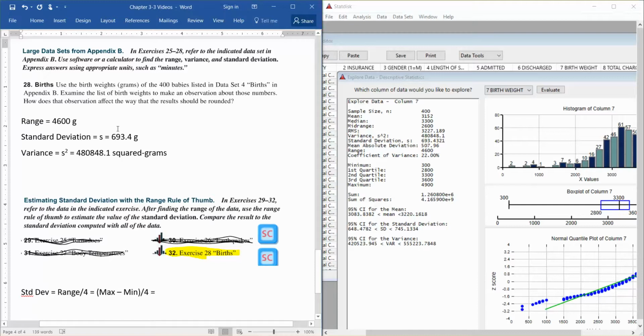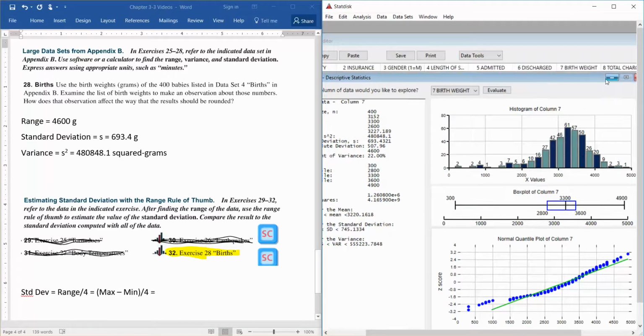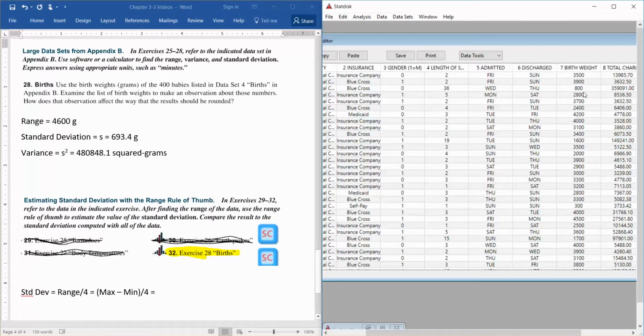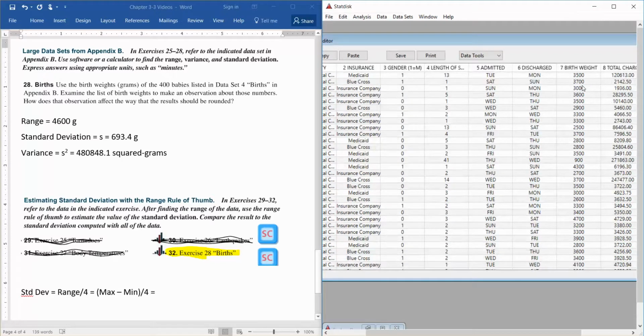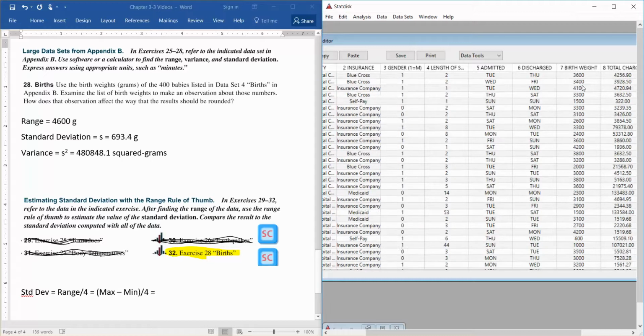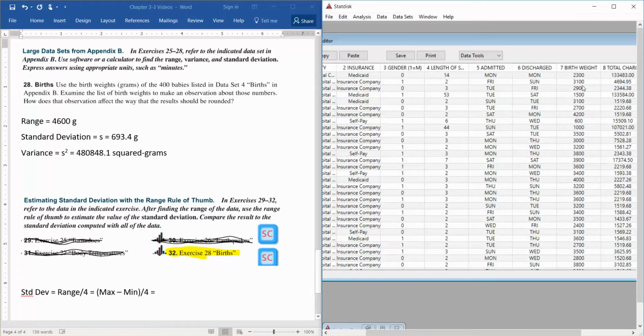Now, there does happen to be a second part of this question. They want us to go back and take a second look at the birth weights here. They are all whole numbers, but all the 1's digits are zeros and all the 10's digits are zeros. So in reality, what they want us to see is we're really dealing with things that are rounded to the nearest 100.